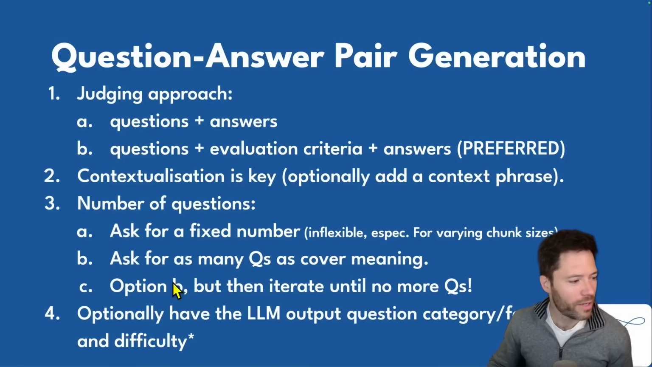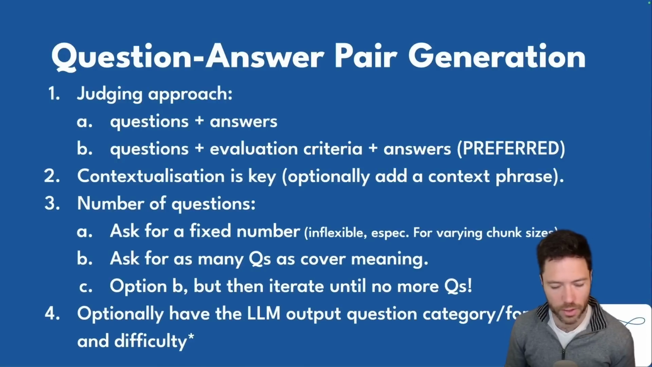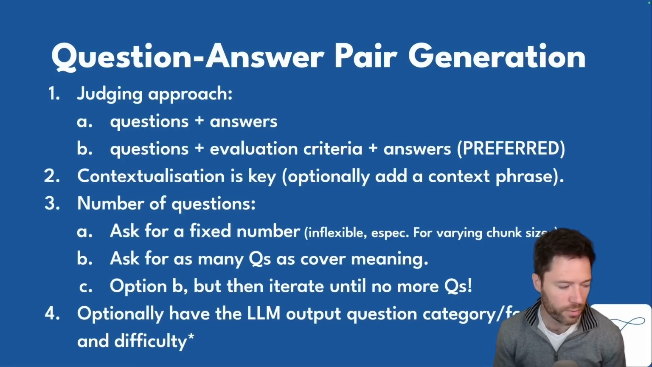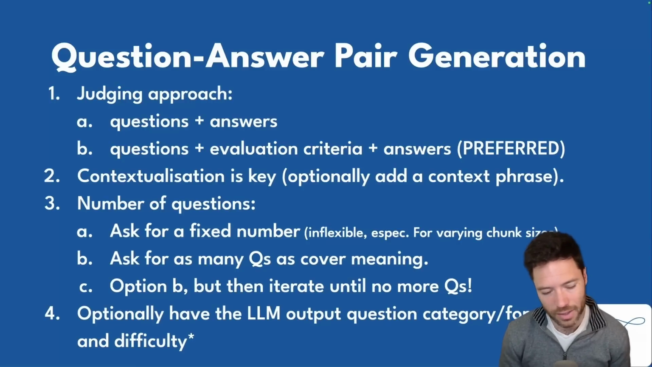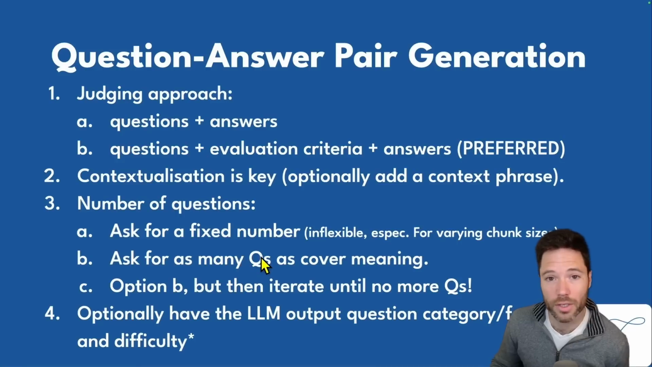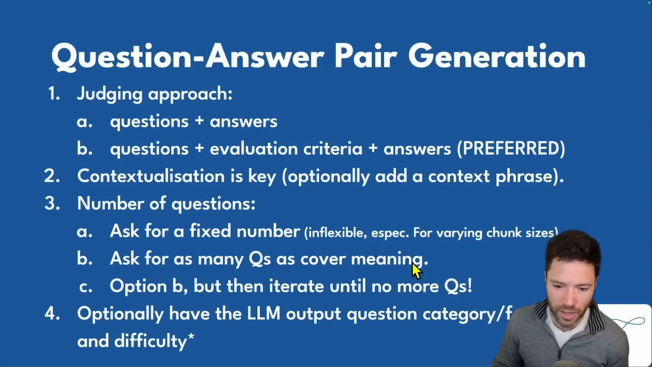Now, a big question, or a big matter, in generating QA is to figure out how many questions you want per chunk. One approach is to just ask for a fixed number of QA per chunk. The problem is this is kind of inflexible, because if you have a very big chunk, you will need more questions, and if you have a smaller chunk, you will need fewer. This is not very dynamic. So a more dynamic approach is to ask for as many questions as the LLM thinks it needs to cover the meaning and content of that chunk. And this is a good approach. This is what we're going to do.